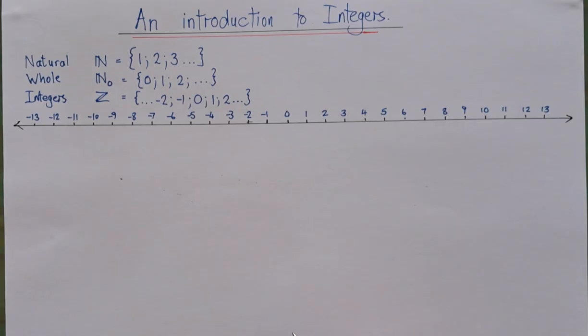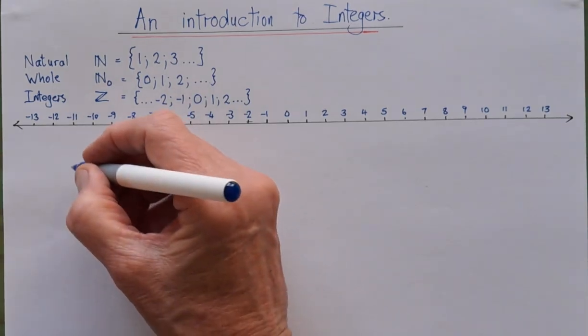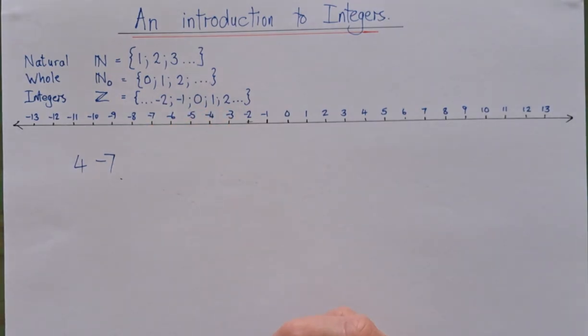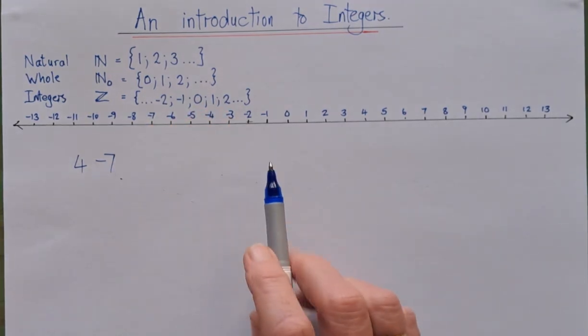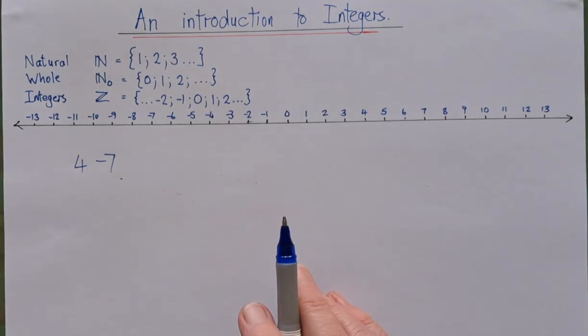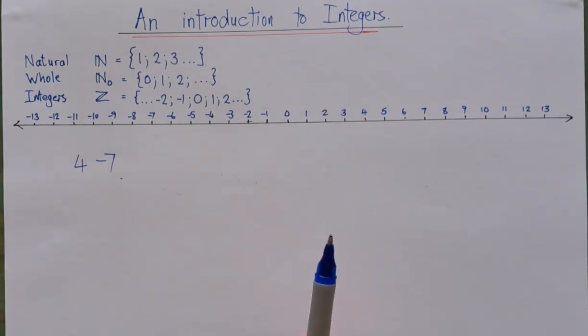So let's have a look at how this is going to work. And we're going to start off with some very simple examples. And what we're going to do today is we're going to work everything out on the number line so that you can just get a feel for integers. And then in the next video, I'll teach you how to work without a number line.